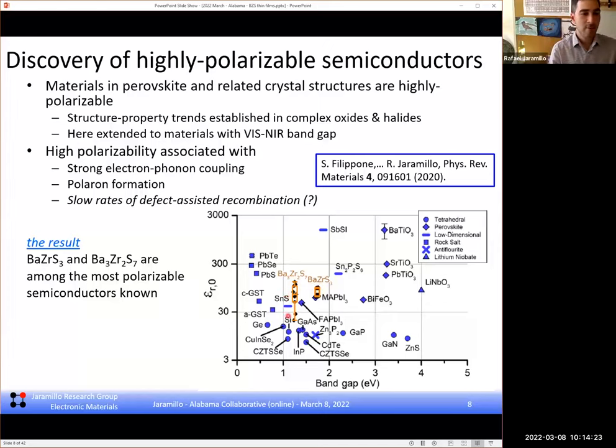And so we enhanced this plot a little bit. Now you see the lead salts here, which are very well known. But these dielectric responses are stronger than for FAPI and MAPI even. So we found that very interesting.